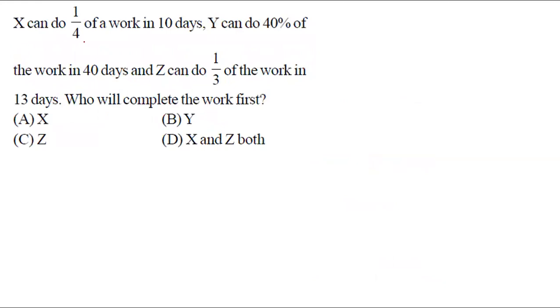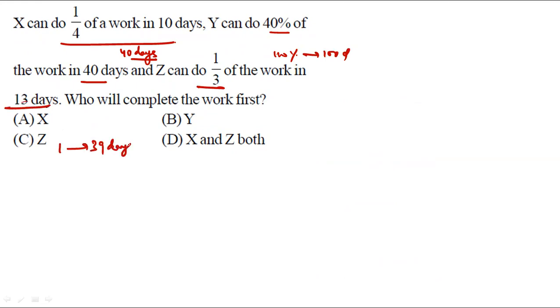A can do 1/4 of the work in 10 days. Obviously, A can do total work in how many days? 40 days. B can do 40% in 40 days means 100% in, of course, 100 days. 1/3 in 13 days. So obviously, one work in how many days? 39 days, right? Who does the work first? Obviously, who does the work first? Z works the first.